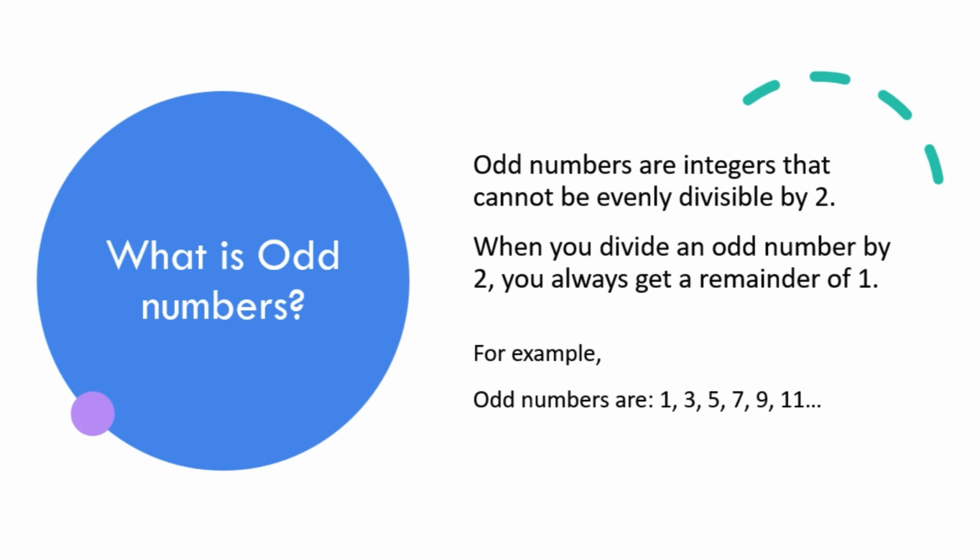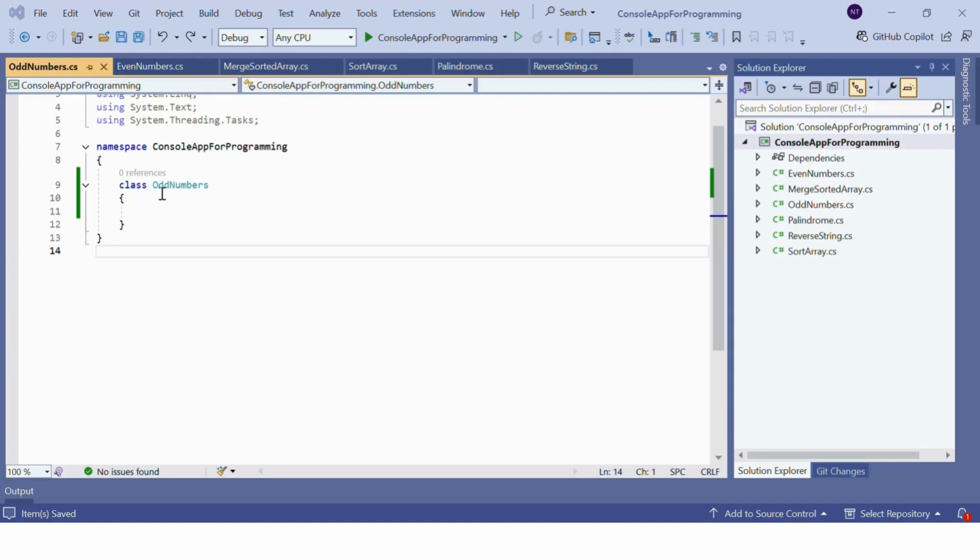Odd numbers are those integers that cannot be evenly divided by 2, like 1, 3, 5, 7, 9, 11. So let's get started to write an odd number program.